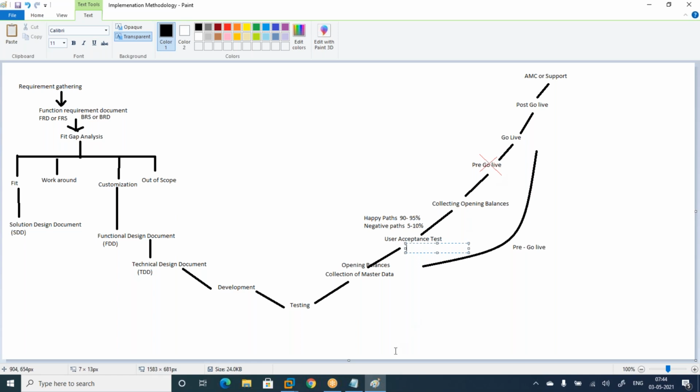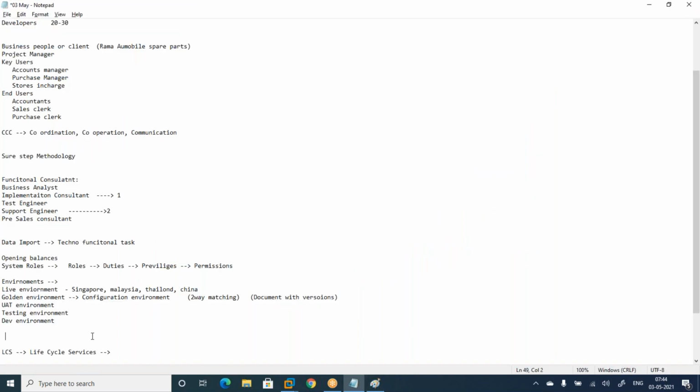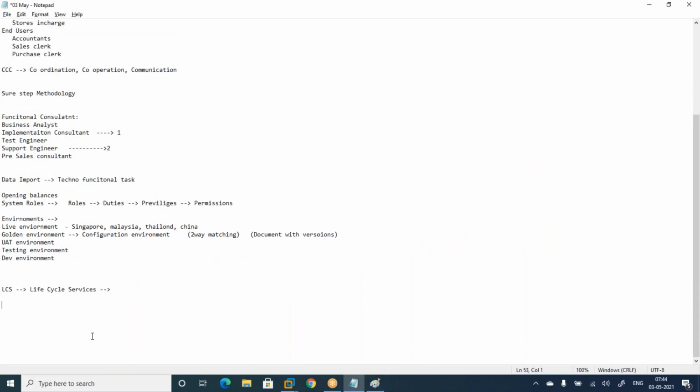So opening balances, the first priority is the trial balance. There is a big challenge and a big debate there, and we will definitely discuss this one. Next are all customer balances, vendor balances, then stock and inventory balances, and fixed assets balances. These are the major balances we need to collect.